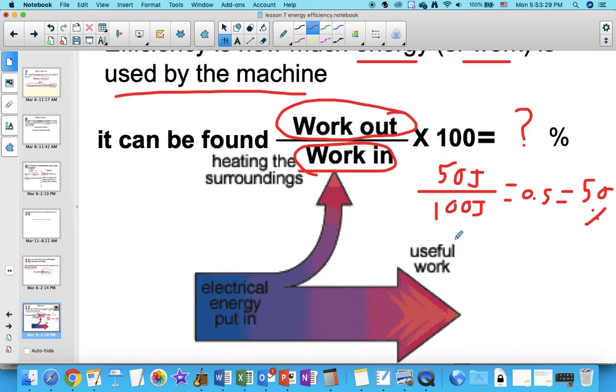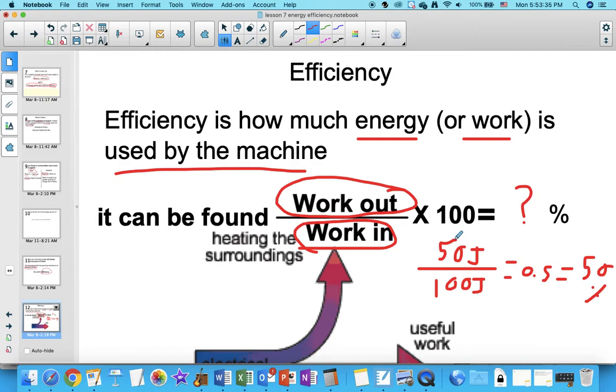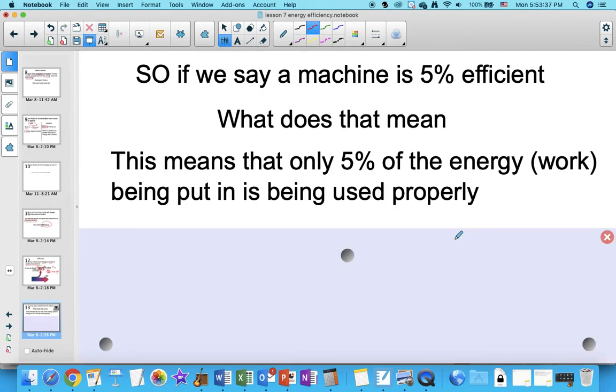Now you may say, well, that's not good. I just lost 50% of my work. What's the point of that? Well, most machines aren't actually that efficient. So if we say a machine is 5% efficient, that means that only 5% of the energy, the work that's being put into that machine or that object, is being used properly.